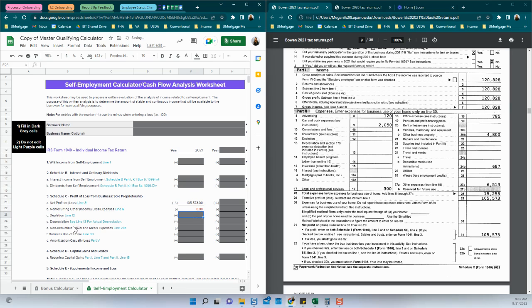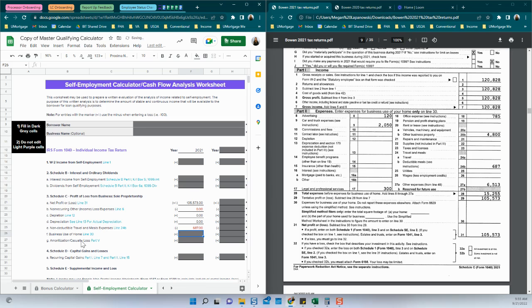Depletion, I'm going to look at depletion and depreciation at the same time. So we're looking at lines 12 and 13. It's in this column here. We can see depletion, nothing here. Depreciation, nothing here either. So we're good to go. We can put 0 and 0. Next up, we have non-deductible travel and meals expenses. So that is going to be line 24B, and that is 687. So that is going to be subtracted from our income.